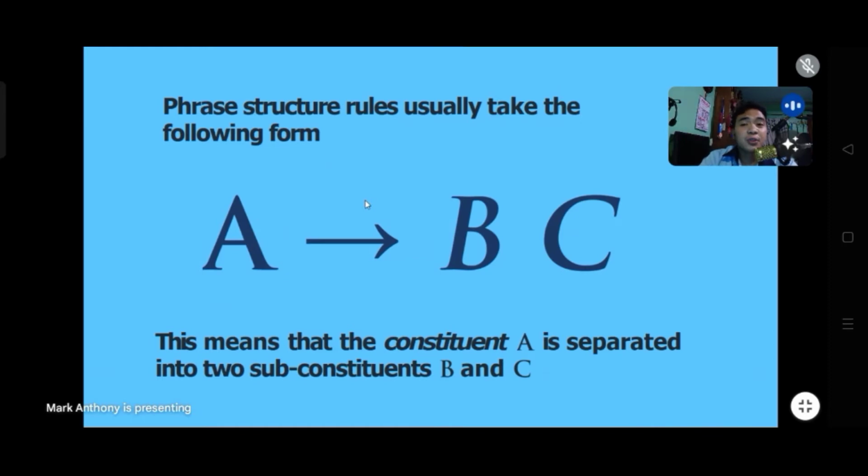So phrase structure rules usually take the following form. As we can see here, we have A, which is divided into B and C. So actually, this means that the constituent A, which we have here, wait, allow me to show you. So the constituent A that we can see here is separated into two sub-constituents, B and C. So that is how phrase structure rules usually take form.